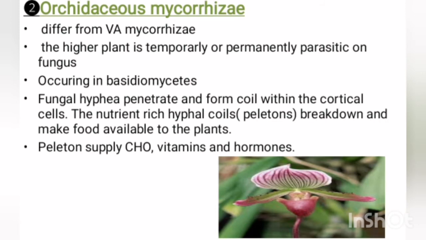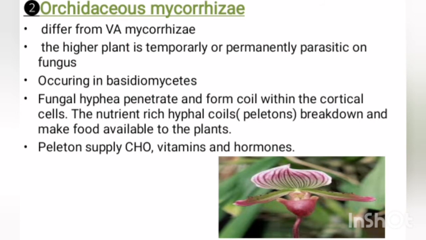The second type of endomycorrhizae is the Orchidaceous mycorrhizae. Orchidaceous mycorrhizae differ from vesicular arbuscular mycorrhizae. Here the higher plant is temporarily or permanently parasitic on the fungus, and it occurs with basidiomycetes. Here the orchid seeds are minute, that is 0.3 to 14 microgram.